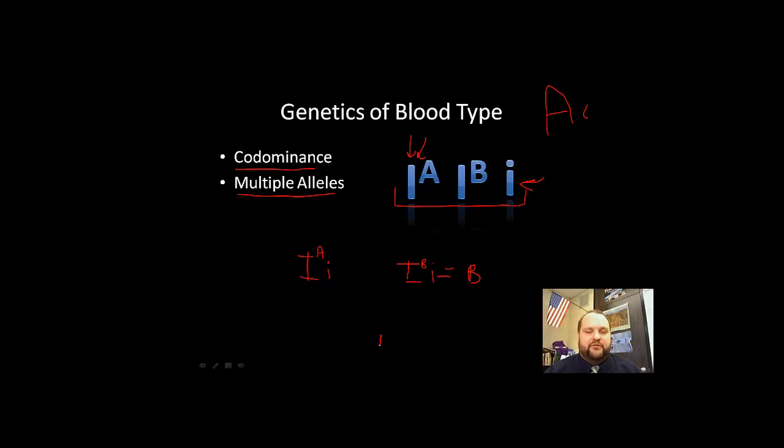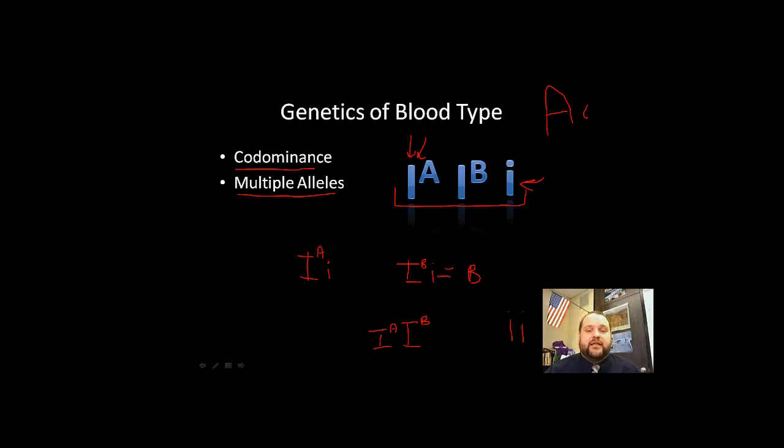AB blood type is when you get both of the dominants and they appear together. So you get I A and I B. That shows up as AB blood type. Or O-type blood is if you get the two little i's. So that's the genetics there.